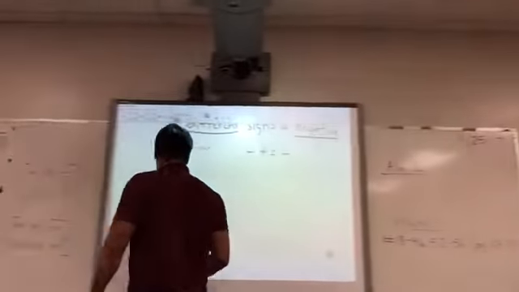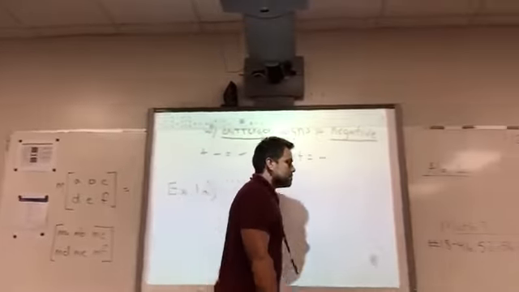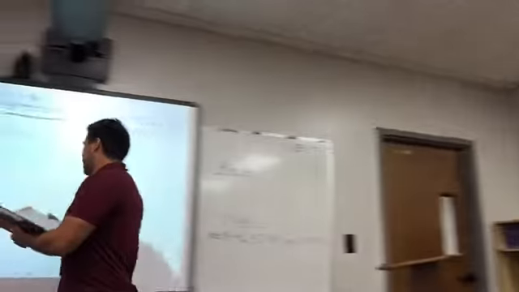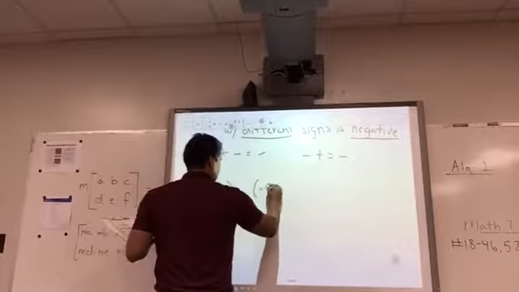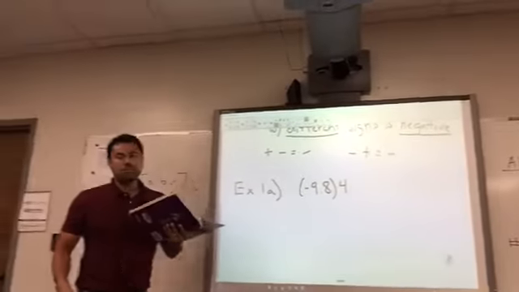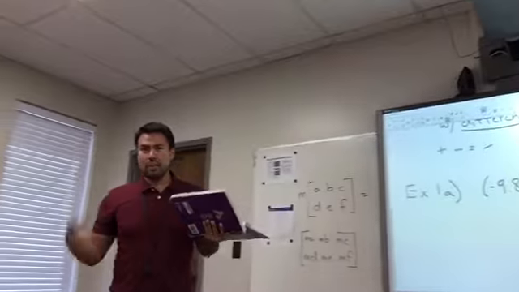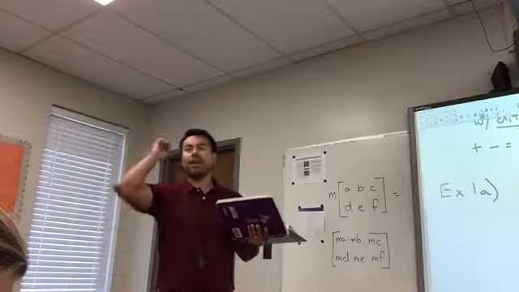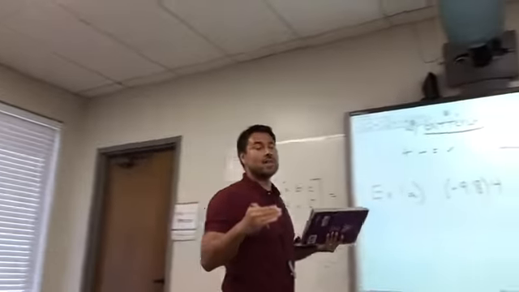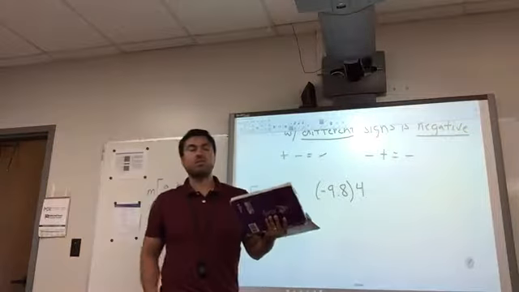Let's see how we actually apply it. Example 1a. We're multiplying negative 9.8 and 4. Negative 9.8 and 4. Okay. The tough thing about multiplying decimals and fractions is sometimes we work these out, we get an answer, and we know it's positive or negative. That's not the problem. The problem is, does my answer even make sense? It's decimals. I don't even understand them.